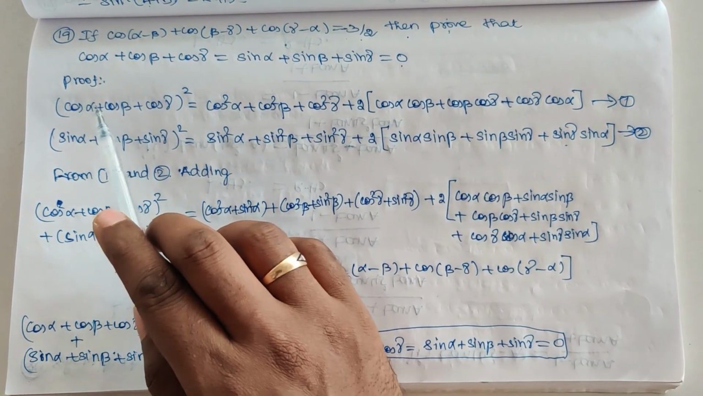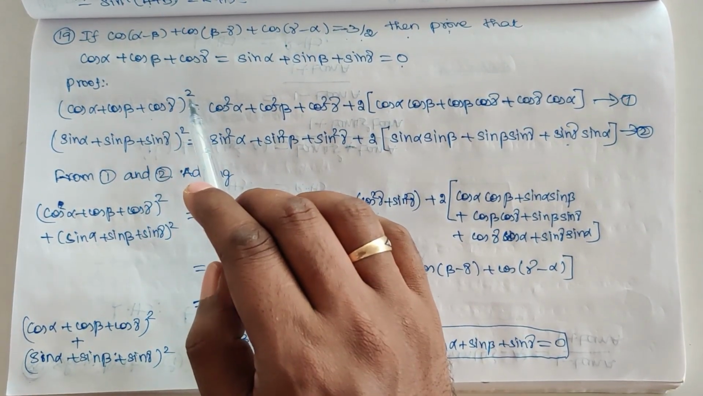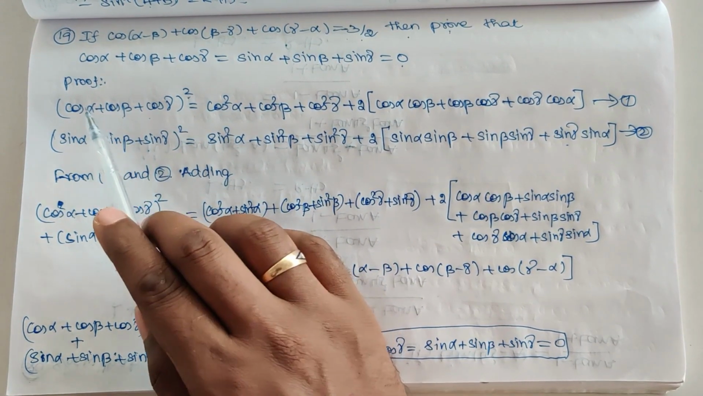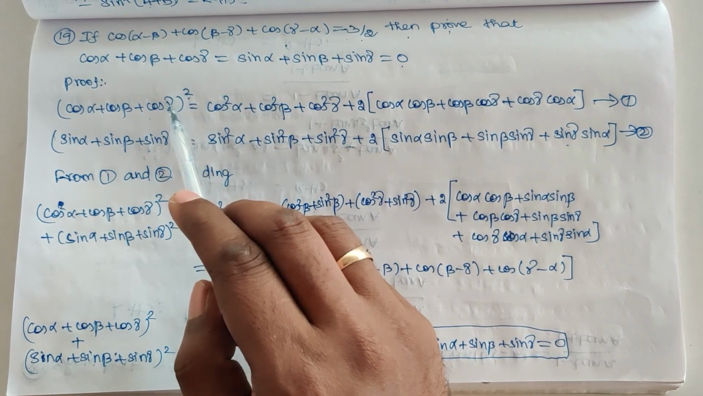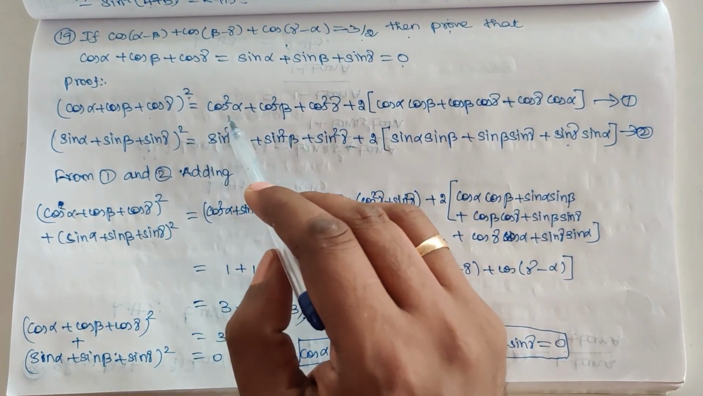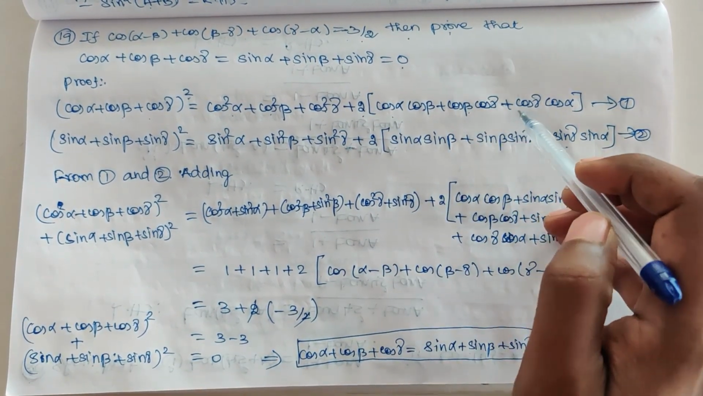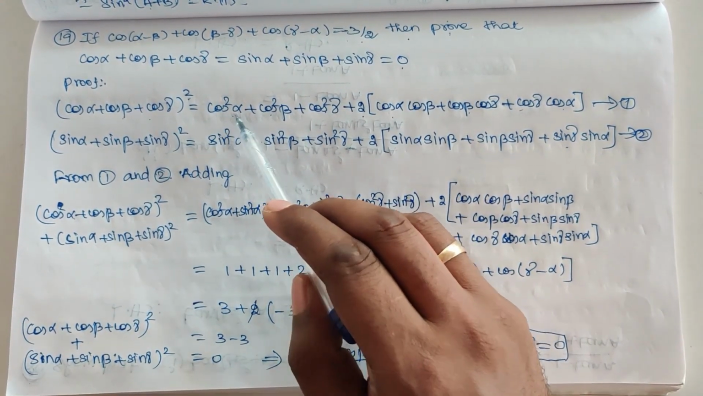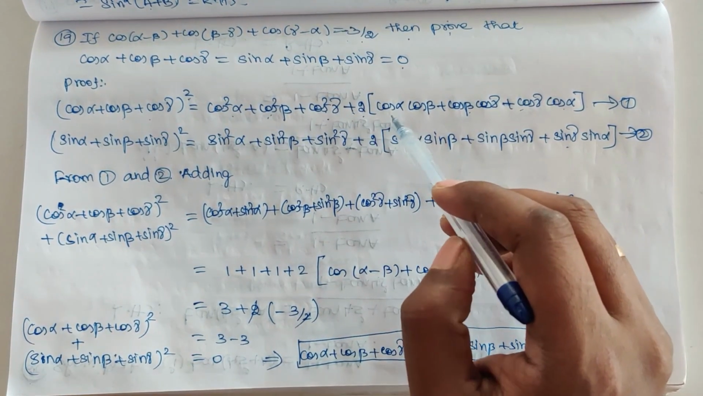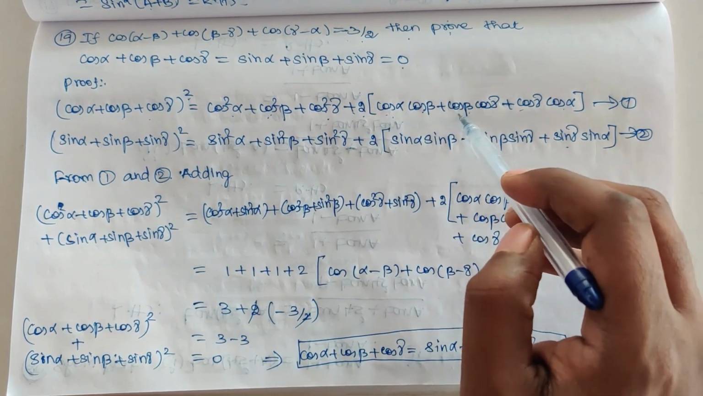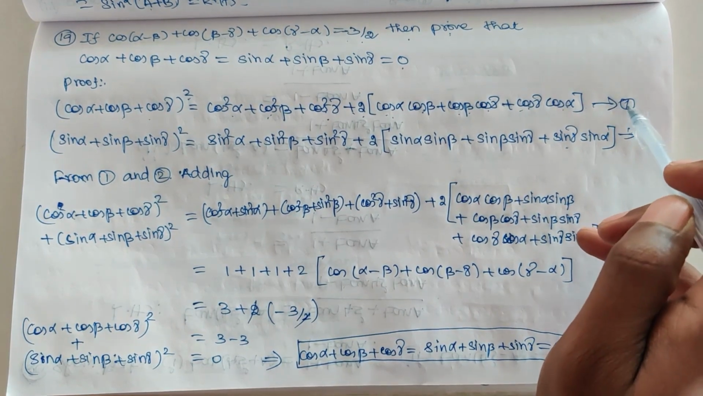So first I am going to take the given cos alpha plus cos beta plus cos gamma, the whole square. This is in the form of a plus b plus c the whole square. We already know the formula: a plus b plus c the whole square is equal to a square plus b square plus c square plus 2 into (ab plus bc plus ca). So here, cos square alpha plus cos square beta plus cos square gamma plus 2 into (cos alpha cos beta plus cos beta cos gamma plus cos gamma cos alpha). So that is equation number 1.